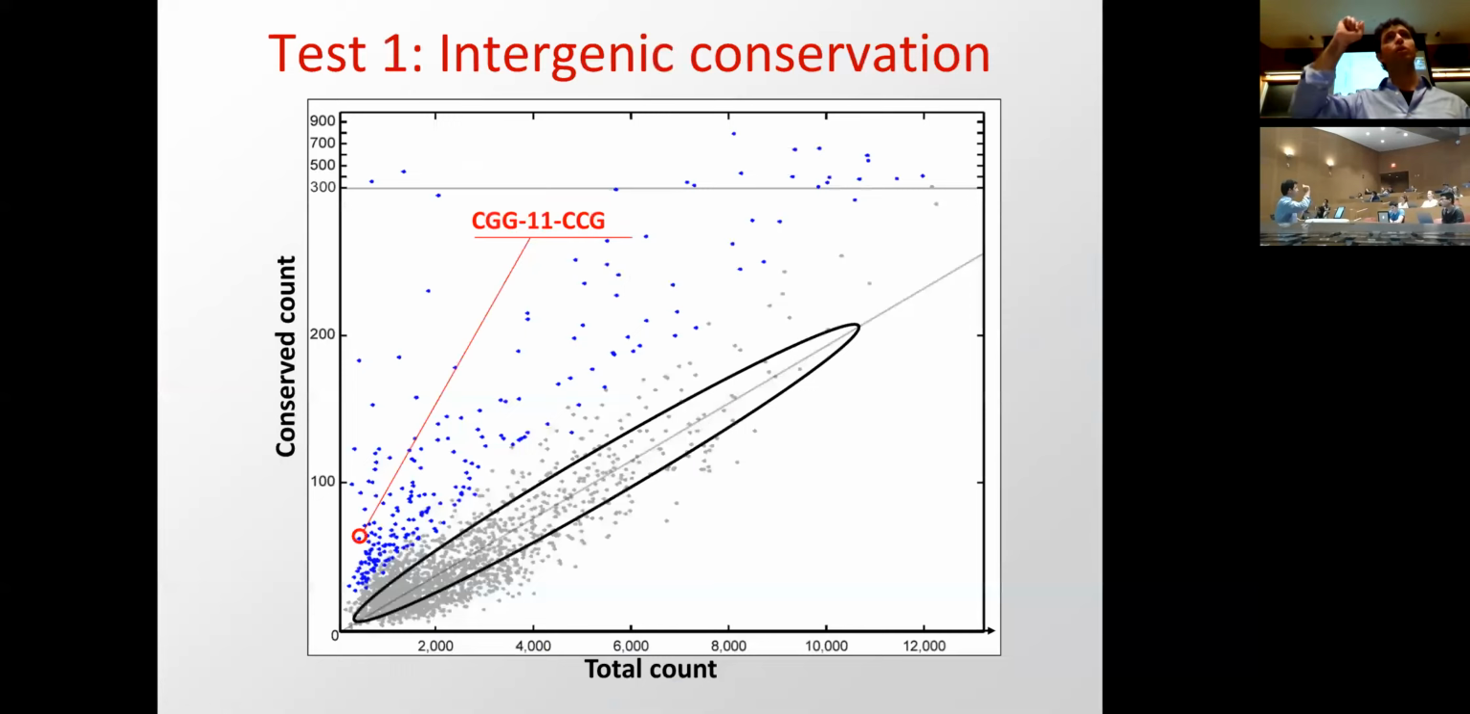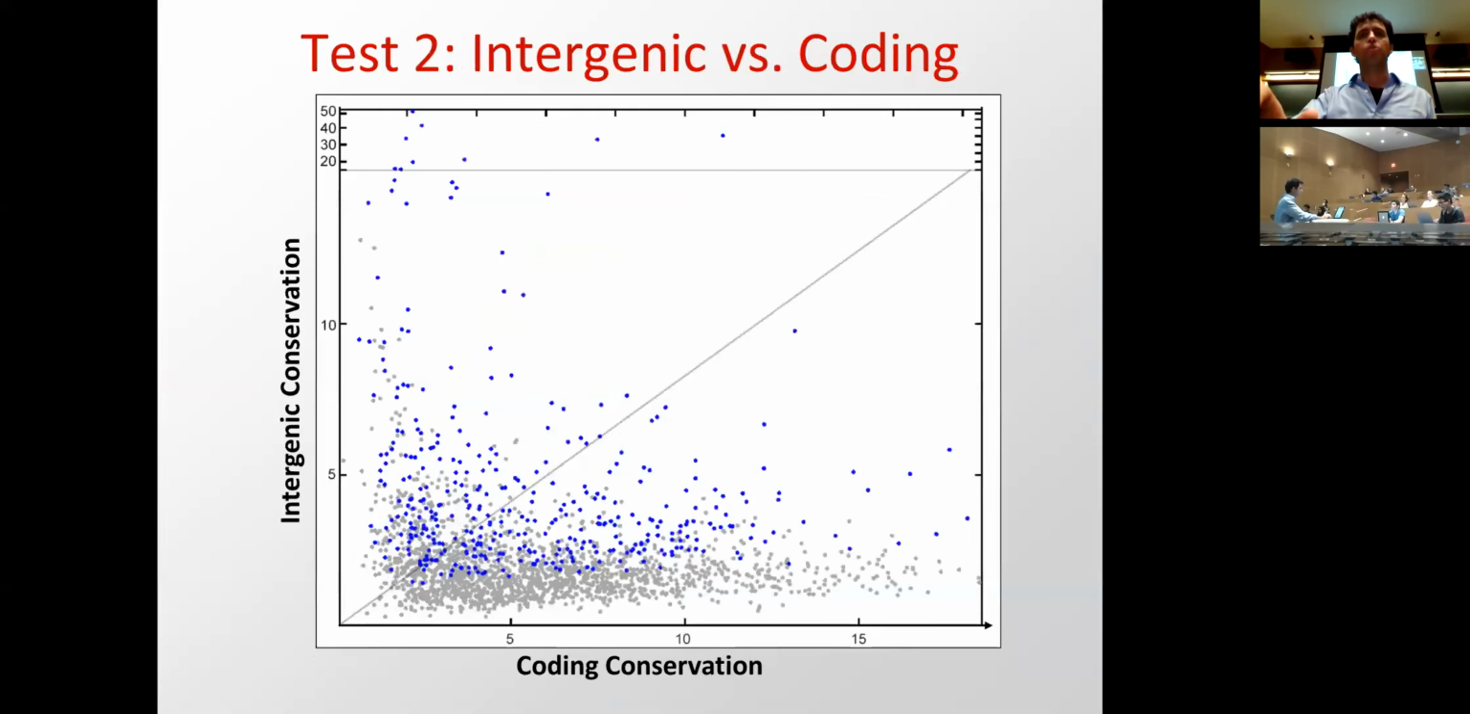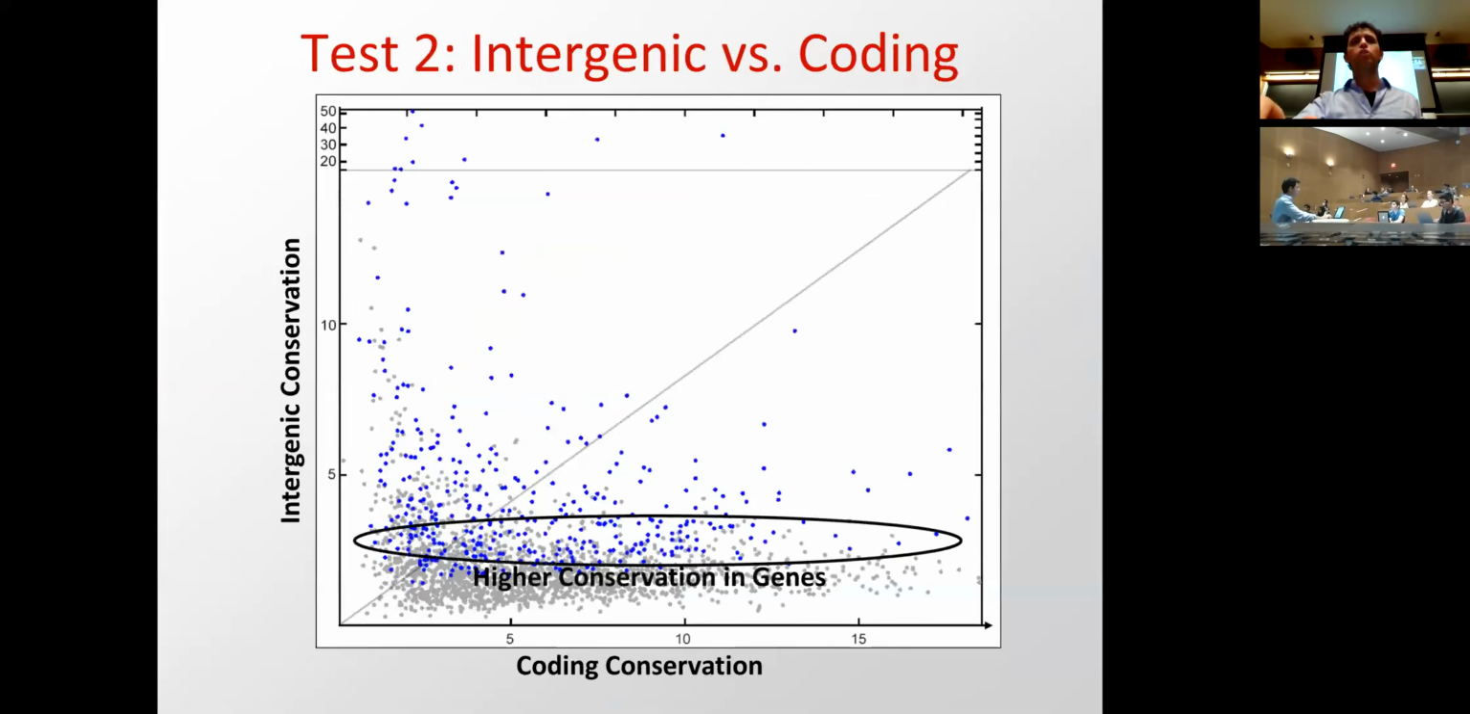So I can simply use this biological insight about the preferential conservation of true regulatory motifs to enumerate every k-mer, and then out will pop things that are preferentially conserved that are more likely to be motifs. Who thinks this is kind of cool? Awesome. So I did not need to know what the transcription factor is. I just simply said, what are the k-mers that are preferentially conserved? Let's try the intergenic versus coding.